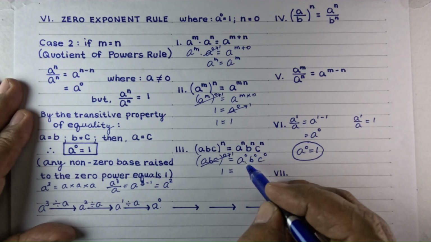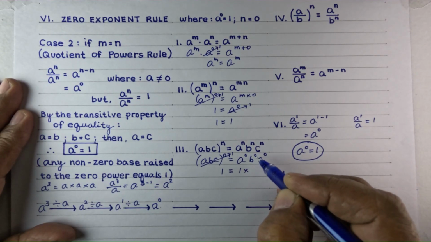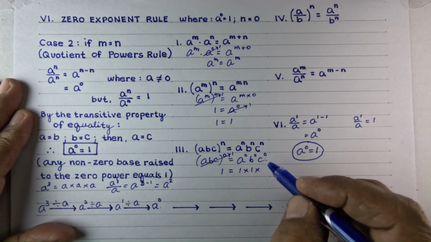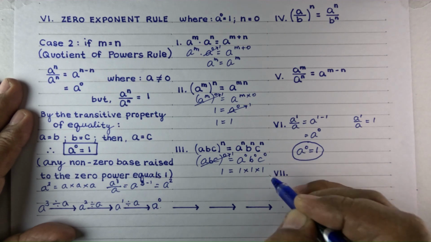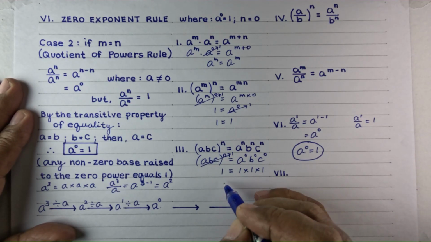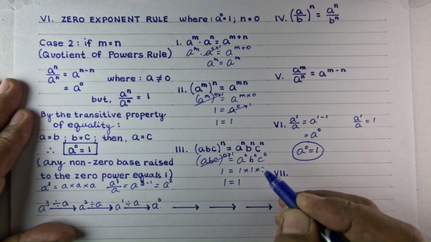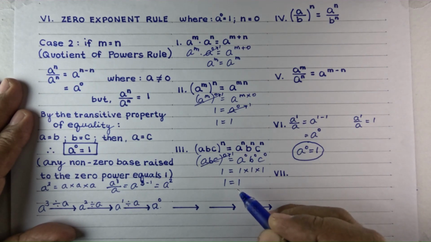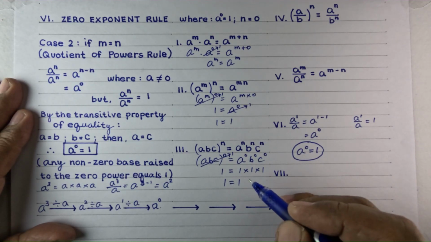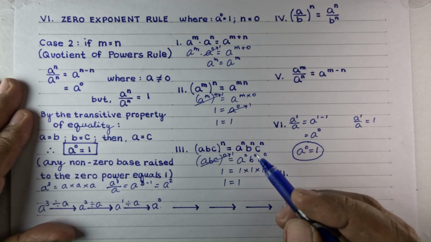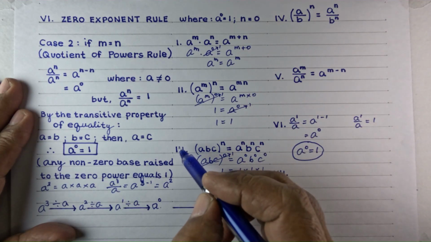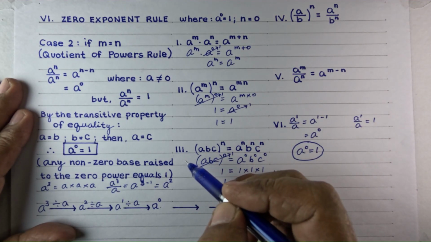That's a raised to the 0 power is 1 times b to the 0 power equals 1 times c raised to the 0 power equals 1. So that's 1 times 1 times 1 is 1. So 1 equals 1. So both sides being equal, there's no contradiction. Therefore, 1 equals 1 is a statement of validation.